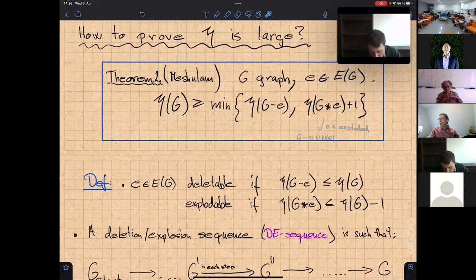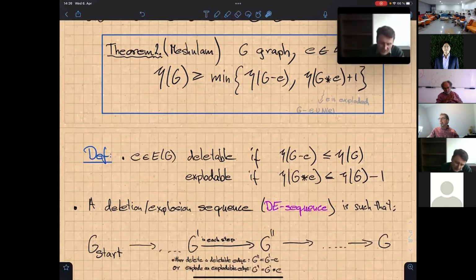And this theorem is giving us the tool to define a process, which was used also in various other scenarios by Aharoni and in many papers, where you take a graph and you delete an edge. If it's deletable, what does it mean? That its eta does not decrease. And you explode an edge if it's explodable, if the eta of the exploded graph is not more than the eta of G minus 1.